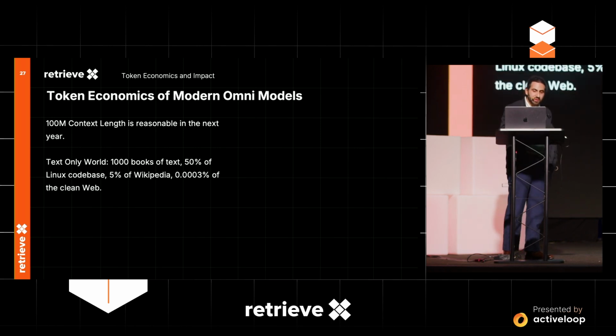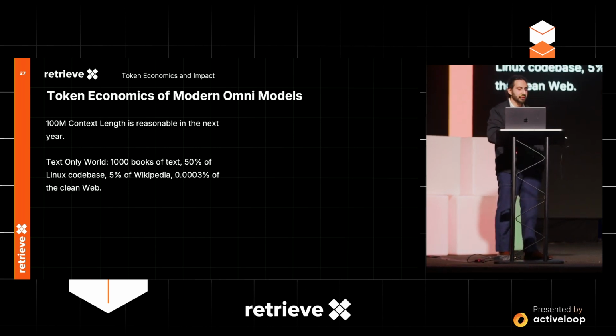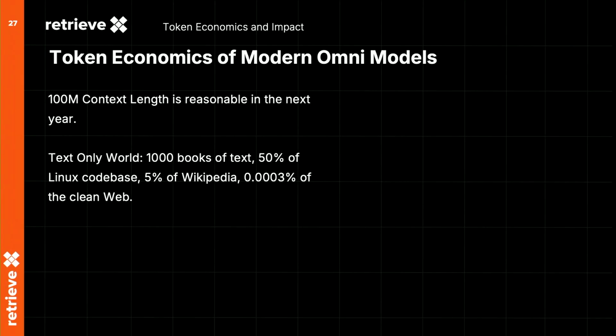If you think about this in the text world, 100 million context length is about 1,000 books. It's 50% of the Linux code base. It's about 5% of Wikipedia, and it's a very small percentage of the full web. But 1,000 books of text is non-trivial, right? For most private companies, 1,000 books of your private data would seem to be enough. And at that point, you would no longer need to do any type of separate retrieval. You could put everything into a single prompt, cache the prompt, and it should work.